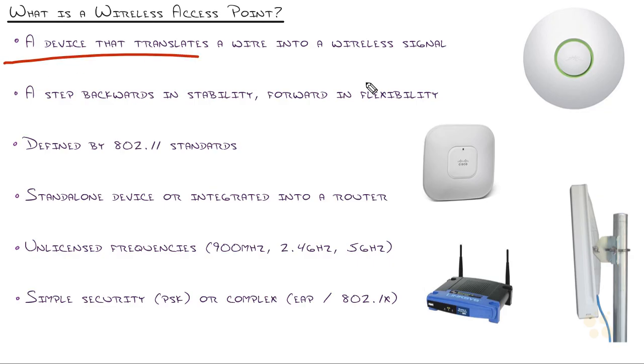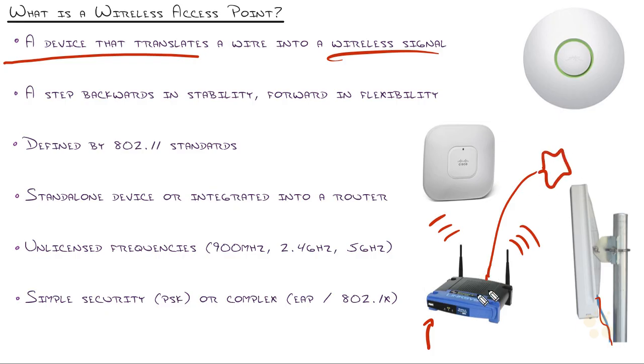A wireless access point is the device that translates a wire, meaning you'd have a cable coming in like this, into a wireless signal so wireless devices can attach. Most people recognize them as something that looks like this if they're coming from a home environment, and that's an integrated device where you have your internet connection that plugs into the back of that, and it has a router built in, and you might have some wires out for some wired devices.